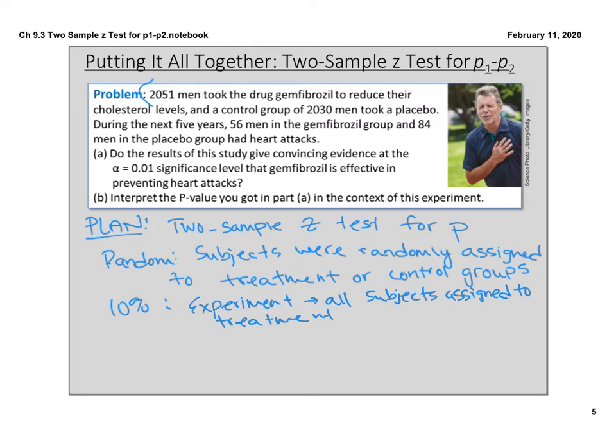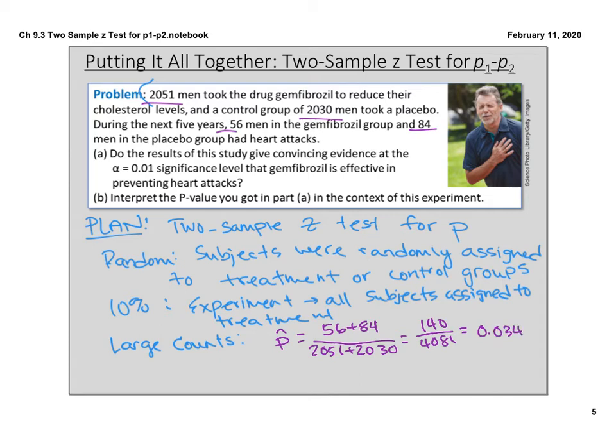Okay, now let's talk about the large counts. We do have to address large counts. So the first thing I have to do with large counts is I have to find that pooled proportion. So my pooled proportion is going to look like this. My p hat is going to look like the successes, if you can call it that, of men who had heart attacks, which was 56 from one group and 84 from the other group. And then the n's, so 2051 and 2030. So that gives me 140 out of 4,081, which is 0.0343. And that's what I use for my large counts. So that's going to be important for us here.